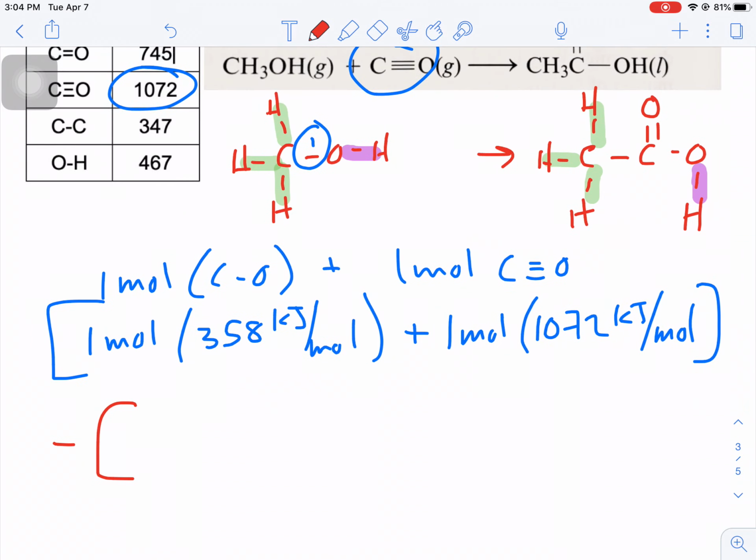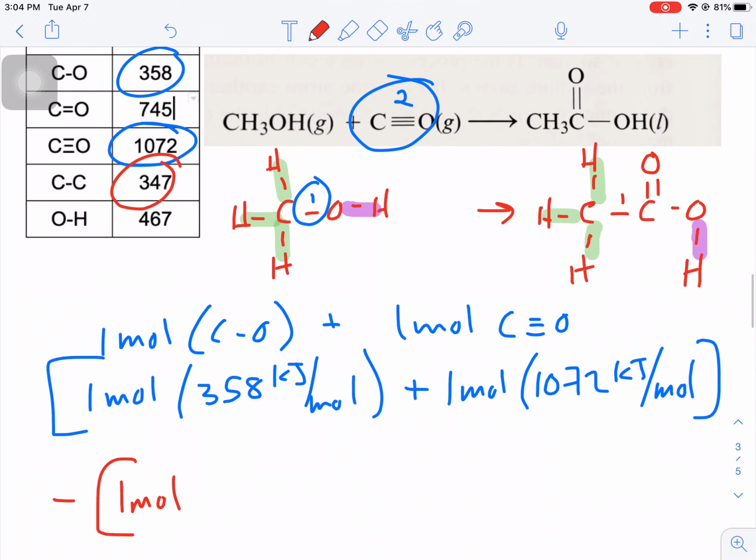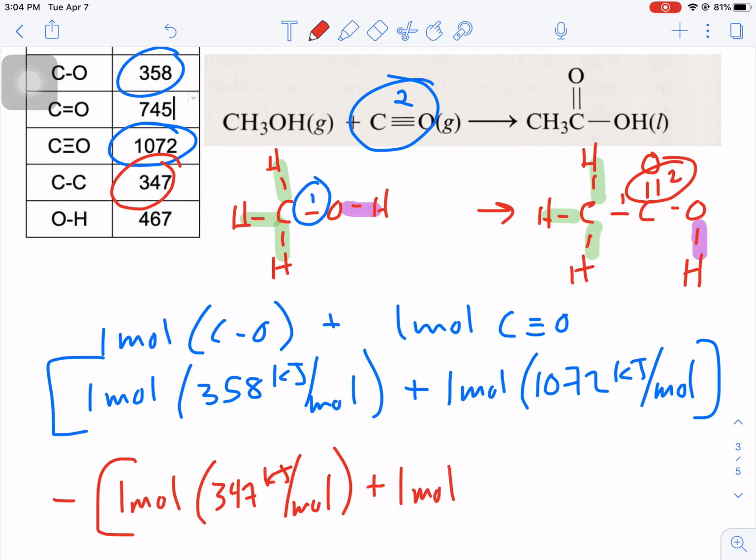I'm going to call this bond number 1, that carbon-carbon single bond. So 1 mole of carbon-carbon single bonds. Come up here and look at the chart. And where is it? There it is, 347. So 1 mole of carbon-carbon single bonds would be 347 kilojoules per mole. And then, hey, here's this bond number 2, this carbon-oxygen double bond. So we're going to add 1 mole of carbon-oxygen double bonds, and if I look up here, it's 745.